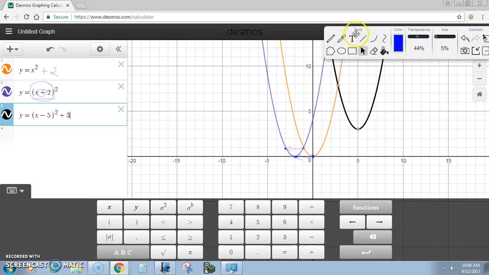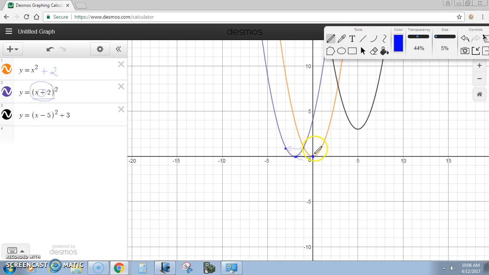Look at the graph over here. It took my orange parabola. I moved it to the right 5. That's that minus 5 on the inside. And then it moved it up 3. And that's my plus 3 on the outside.